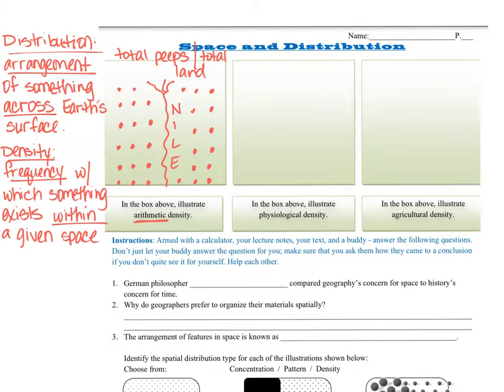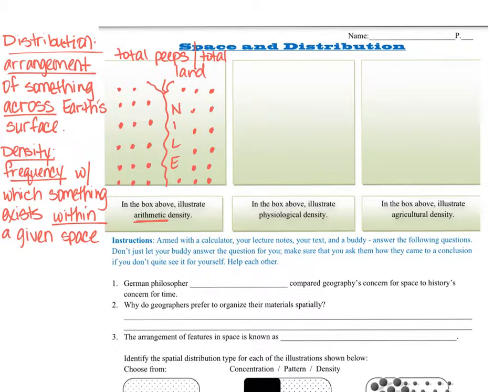So when we look at this arithmetic density, that does not give us the whole picture. When it says 226 people per square mile, while that definitely can show that it's crowded in some places, it doesn't show the whole picture, that we know that all the people actually live next to the Nile. All right, so that's arithmetic density.